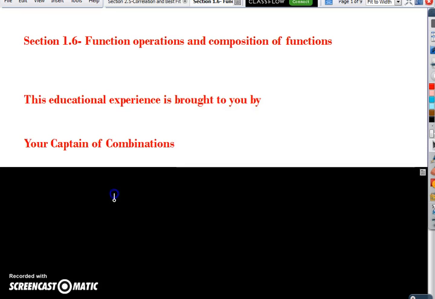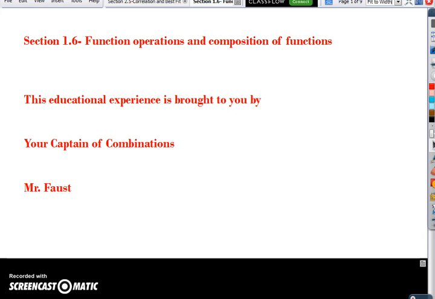This educational experience is brought to you by your captain of combinations. That will be me and Mr. Faust. So today, we're going to take a look at function operations with those functions that we've talked about previously, about our parent functions and our library of common functions.